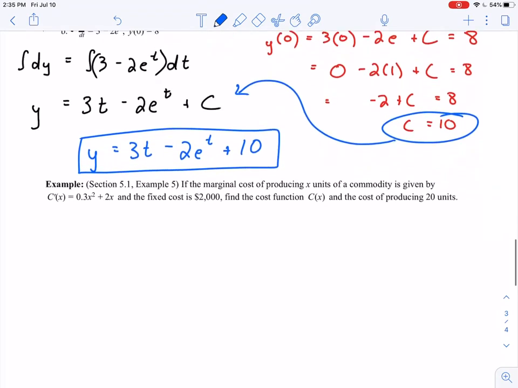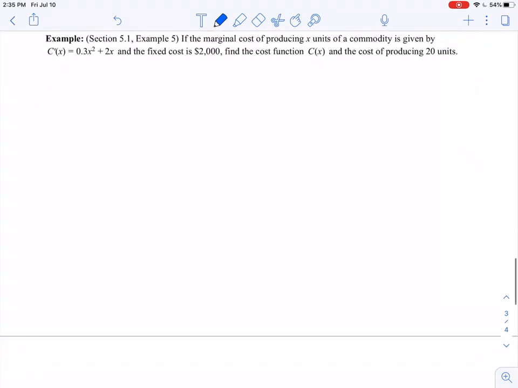Let's look at one more example. Here I have the marginal cost of producing X units of a commodity is given by C prime of X is equal to 0.3x squared plus 2x, and the fixed cost is $2,000. We would like to find the cost function C of X and the cost of producing 20 units.